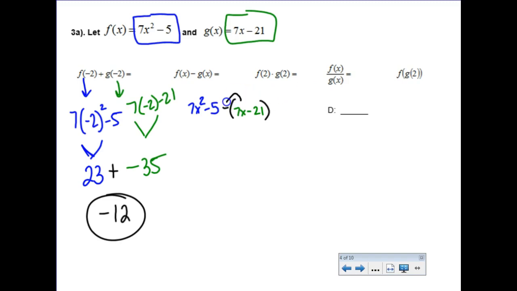Now, I don't think it's really worth it for you guys to do tons of work in your head on a summative test, because this is where mistakes happen. So I don't think it's going to kill you to write out an extra step here. This is a minus 7x, and this becomes a plus 21.